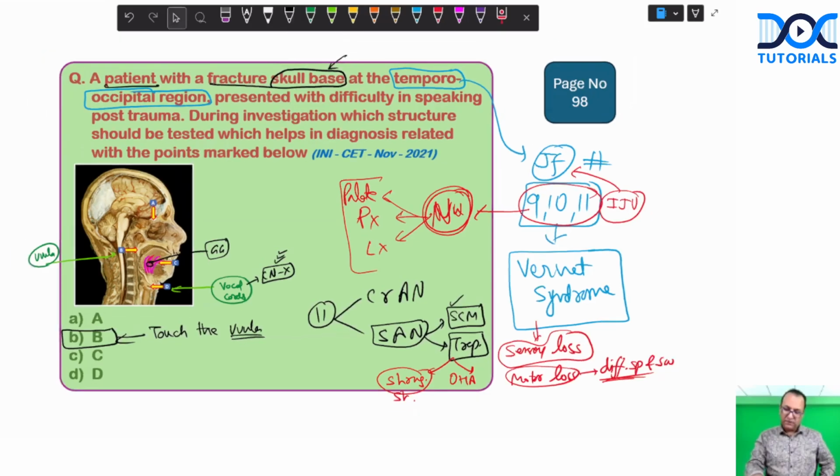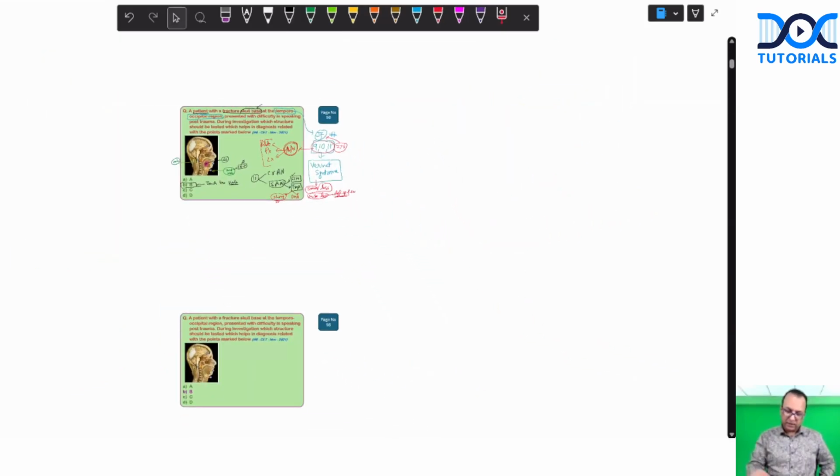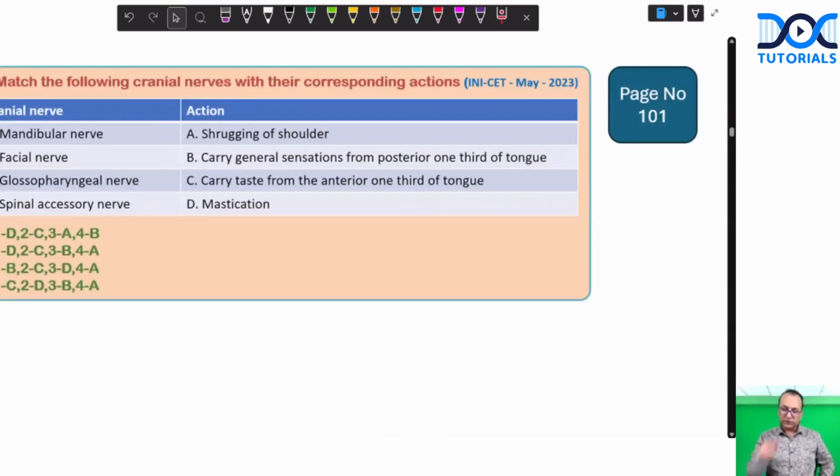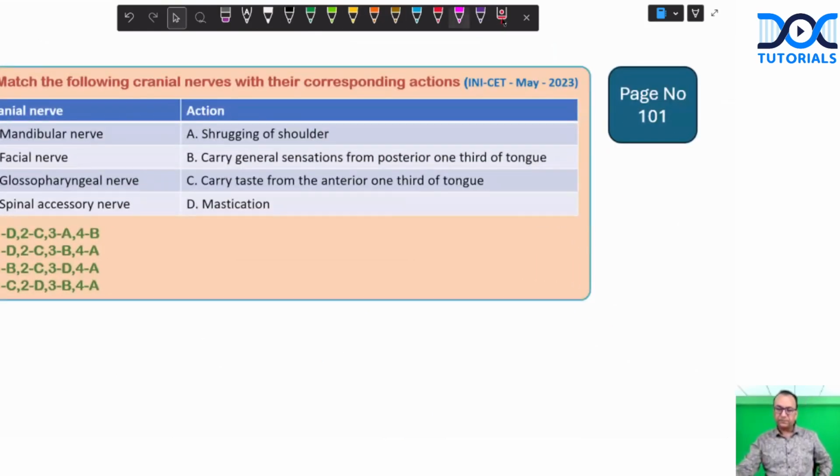So that is how you deal with the questions which are coming in the present times. Now, this is also one of the latest questions, as you see on page number 101.